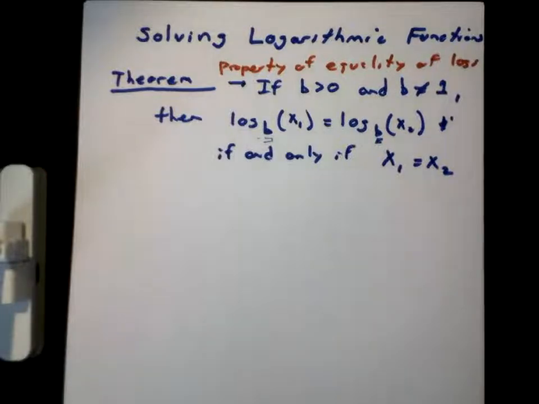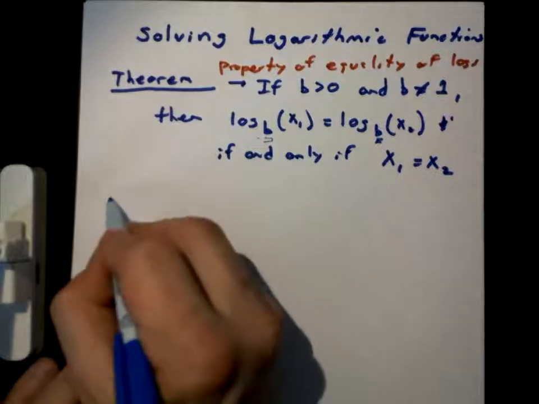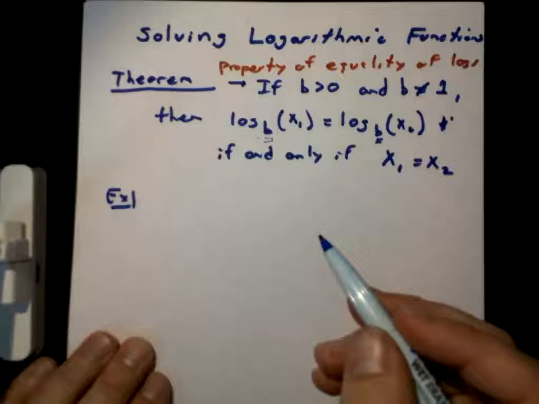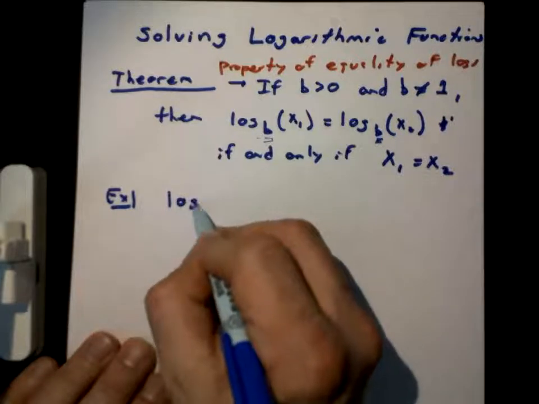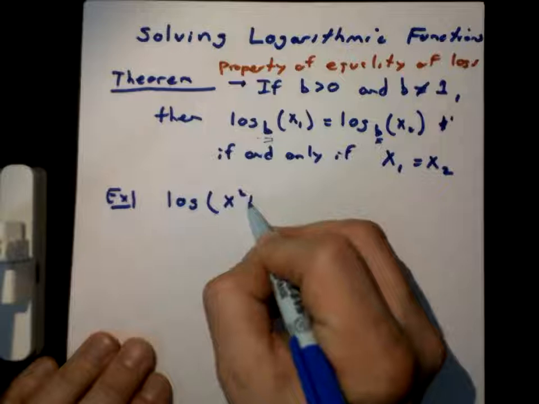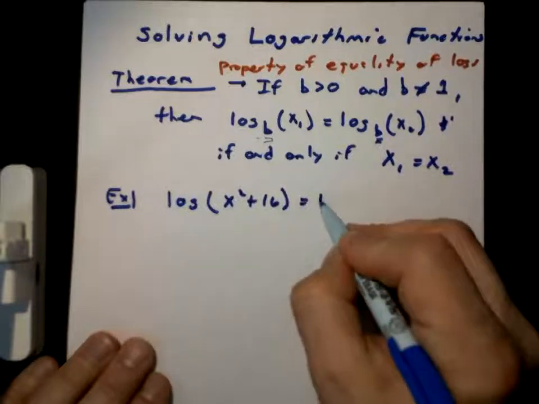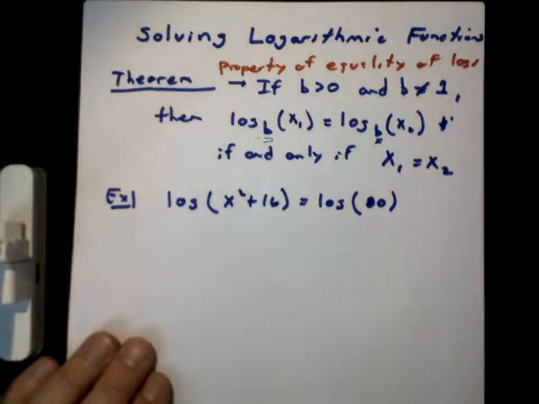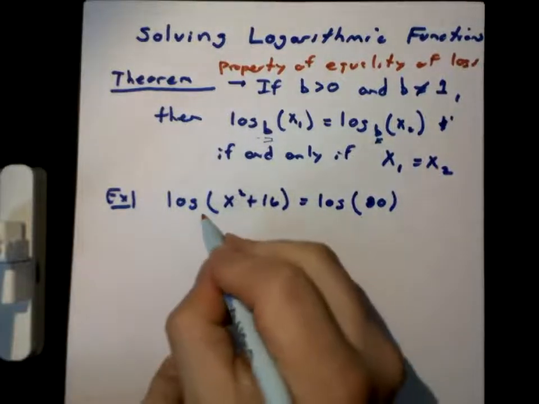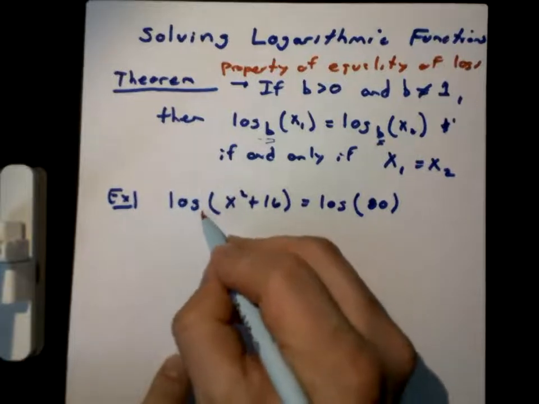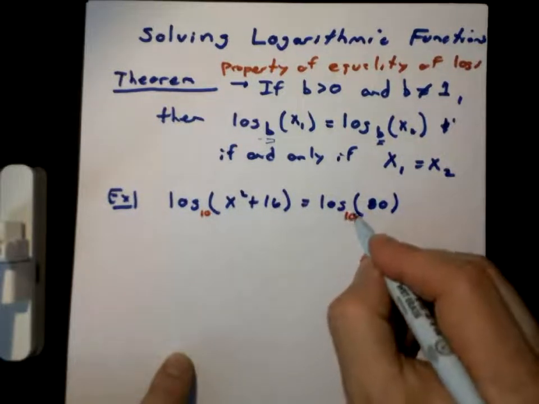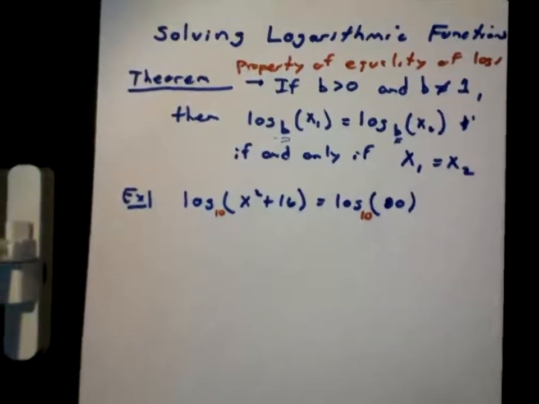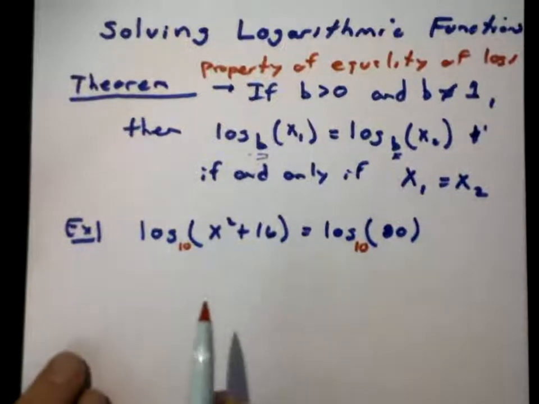So let's go through a couple examples of solving. Okay, so here's some examples. Let's try a little bit easier one, maybe. Let's do log of x squared plus 16 is equal to log of 80. Now, just to make sure that you understand this, when it says log, it's automatically base 10. Remember, logs are base 10. So if it's just written as a log, it's base 10.